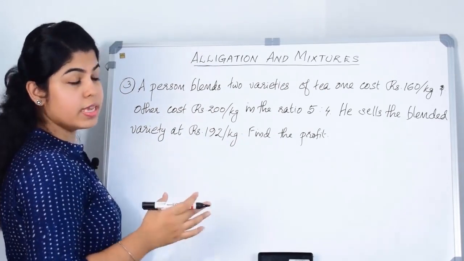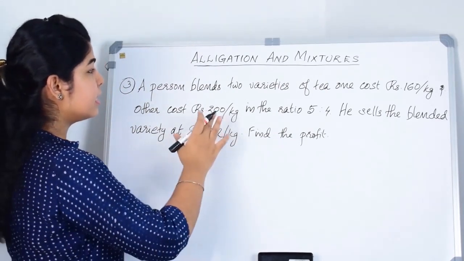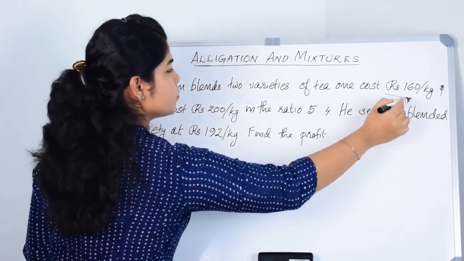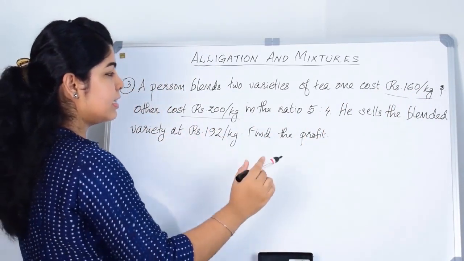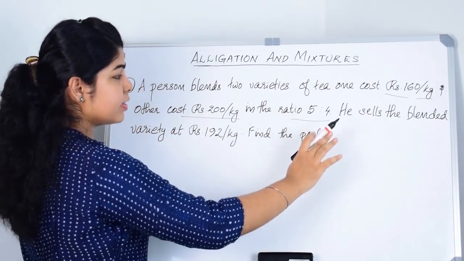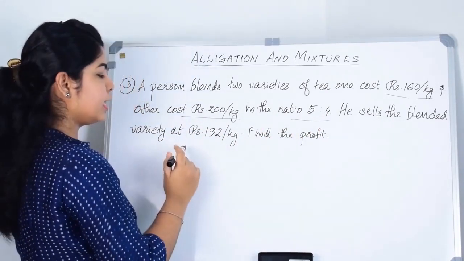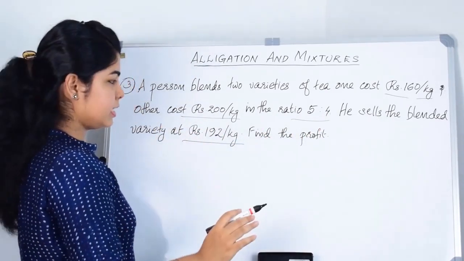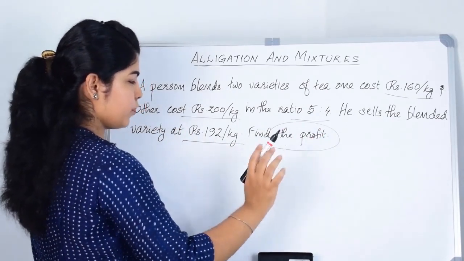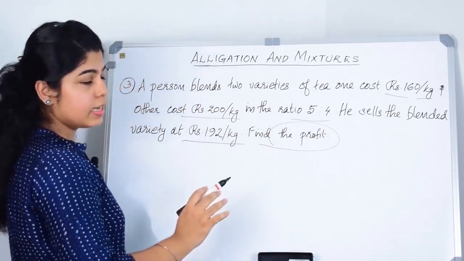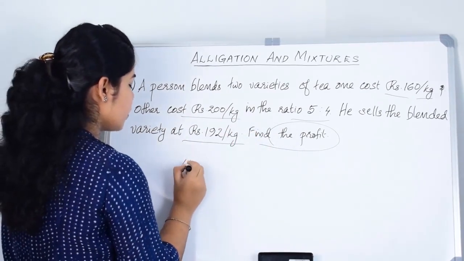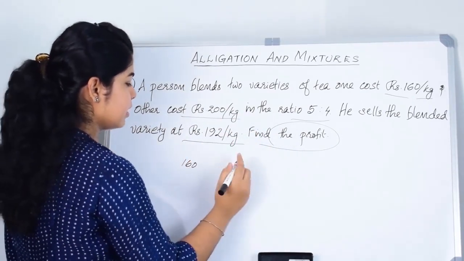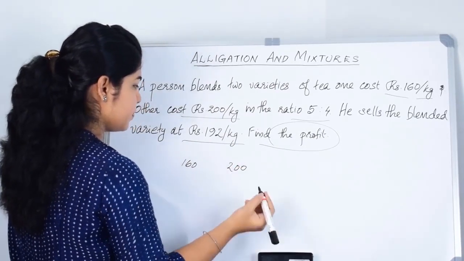Find the profit. So here in the question it is given that there are two varieties of tea, one cost rupees 160 per kg and another cost rupees 200 per kg, and the ratio is given. And it is given that he sells the blended variety at rupees 192 per kg, and we need to find out the profit. So first let us write the details that given in the question. So that is 160 is the cheaper price and the dearer price is 200.